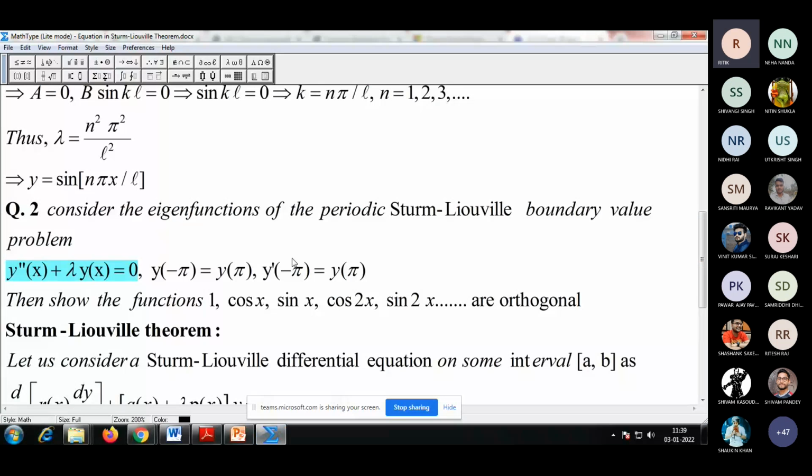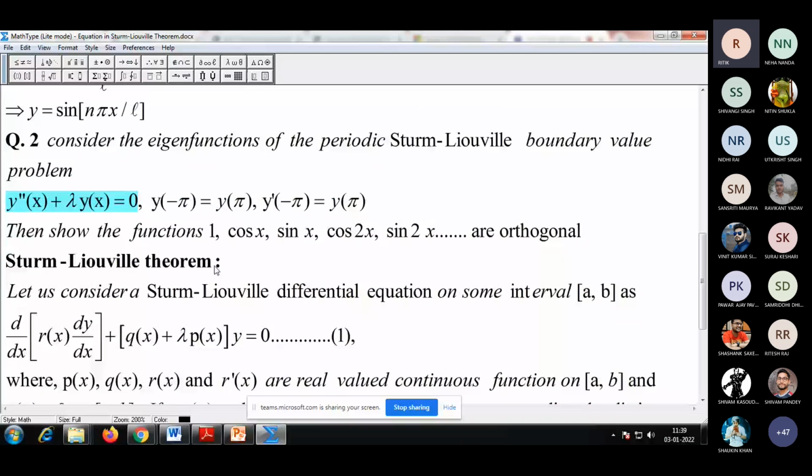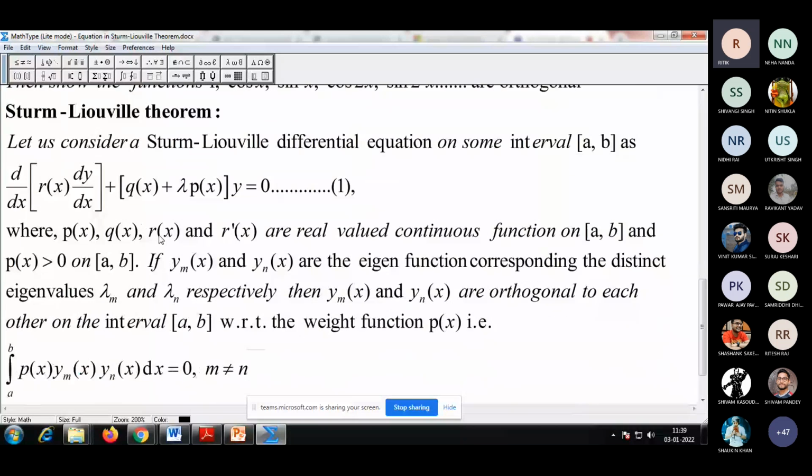Yes. So in this case, we can get the solution with the same procedure.